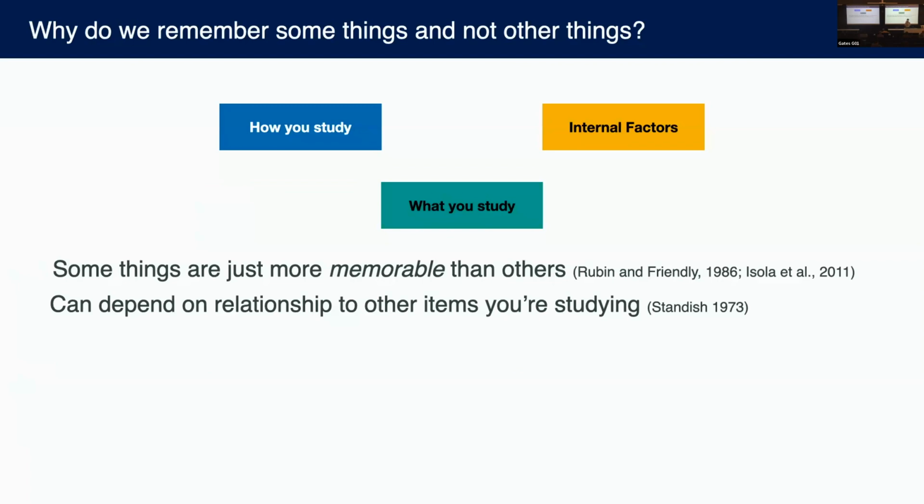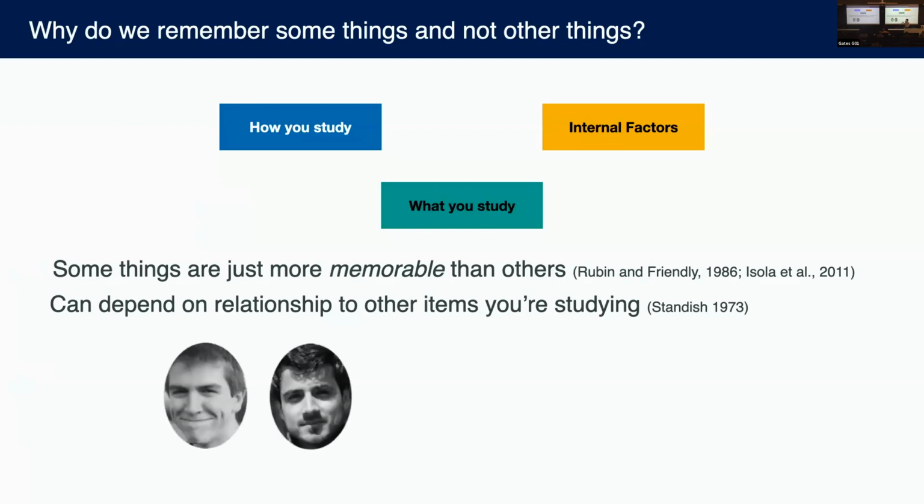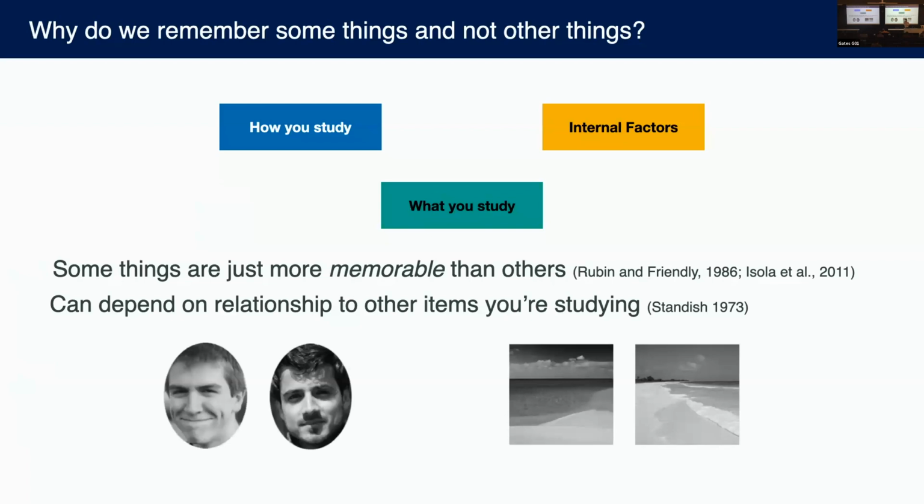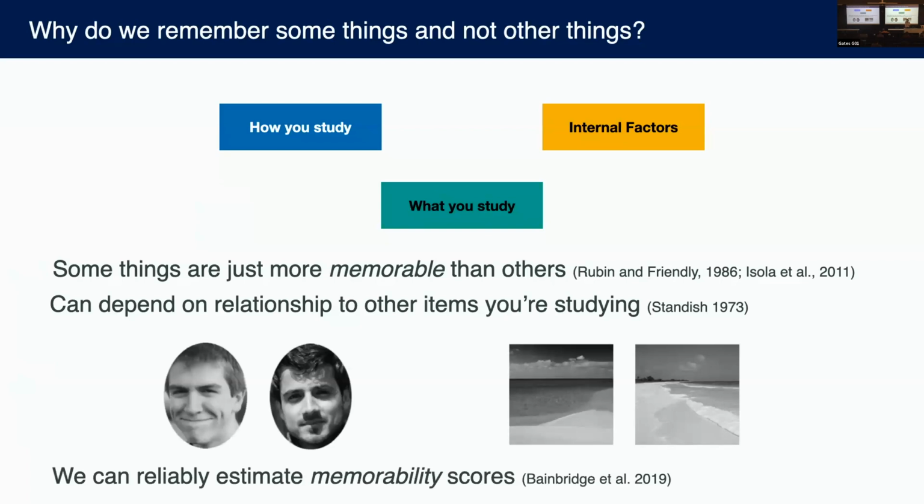So it's easier to remember things that are really surprising, not expected in a particular context. So this face on the right is, I think, way easier for most people to remember if they had to recognize it later. Similarly for this scene of beaches, I think it's the one on the right. People are actually surprisingly bad at predicting whether something is easy to remember, but by collecting massive datasets we can estimate memorability scores for images and words and all kinds of things pretty reliably. And so this is a key thing for studying memory.